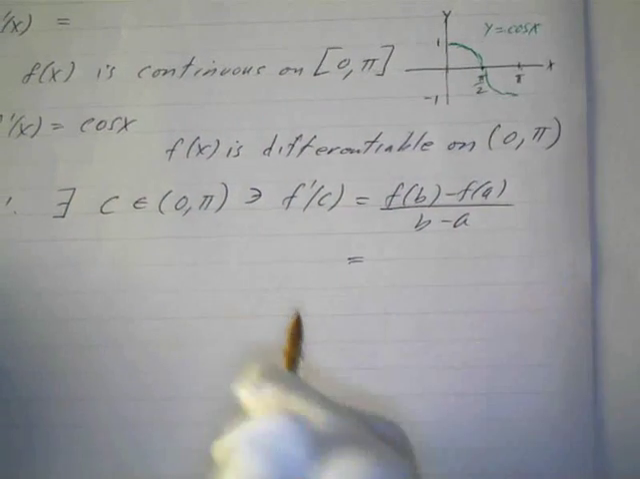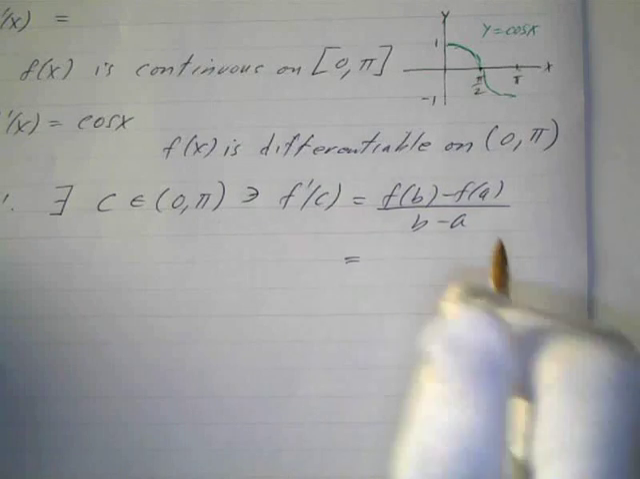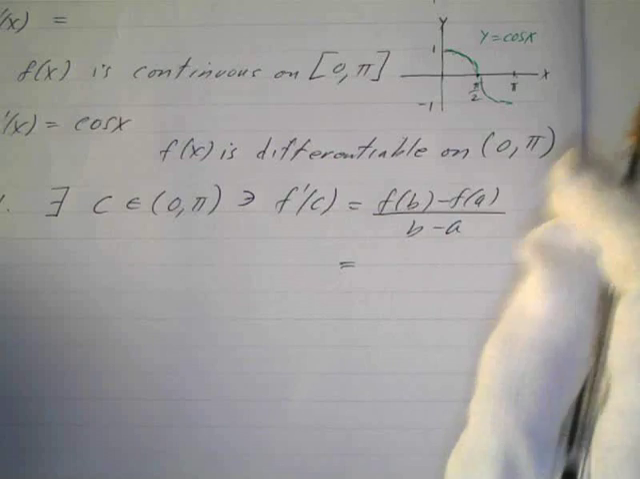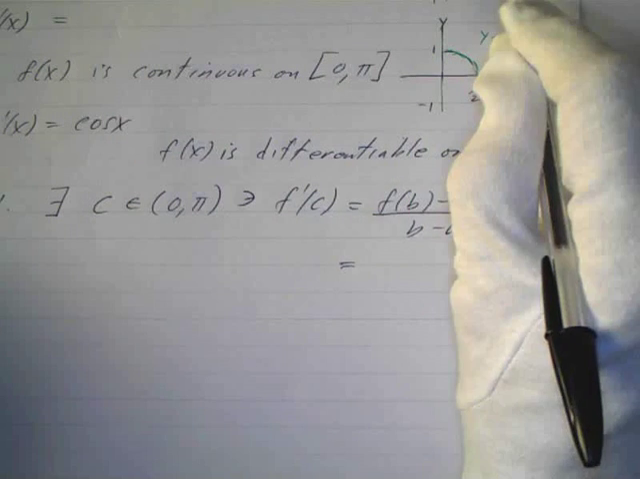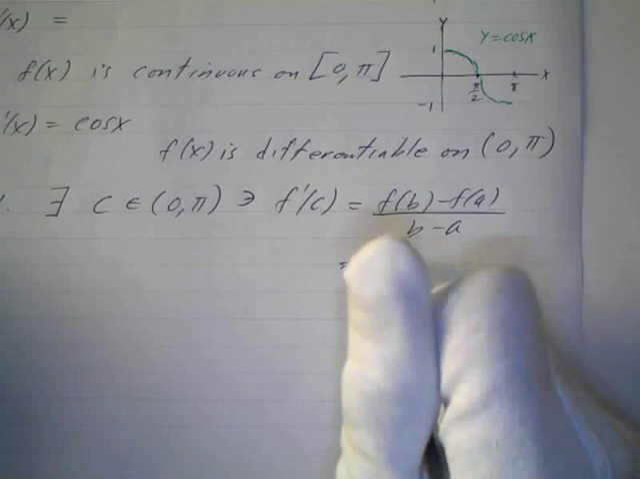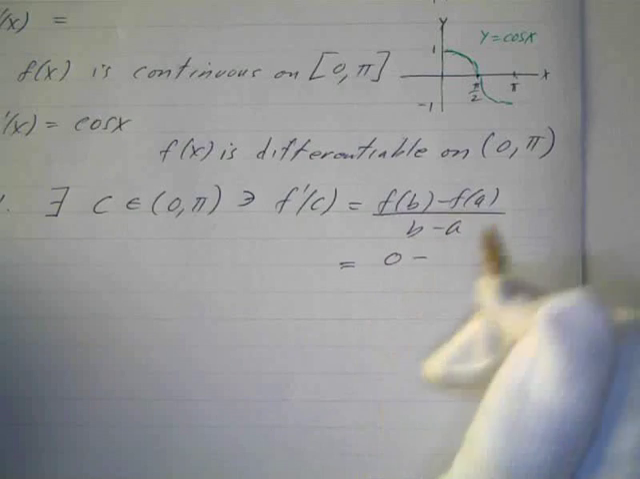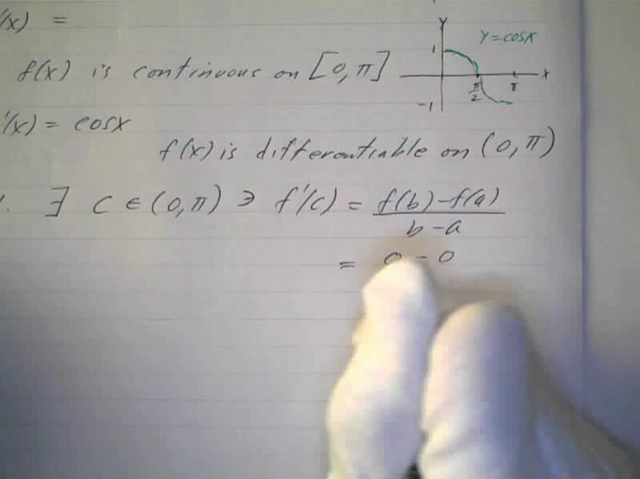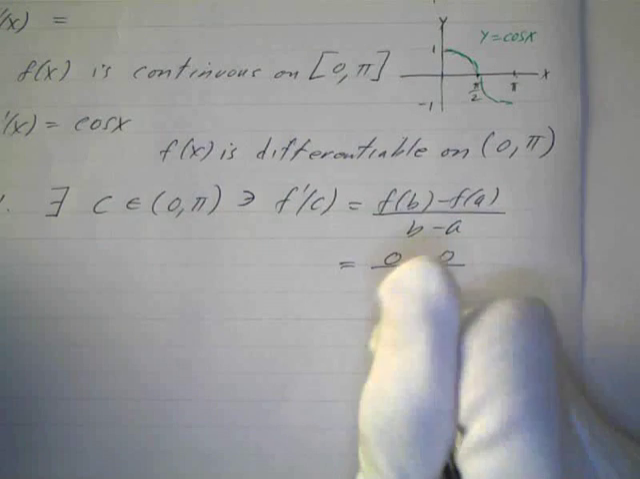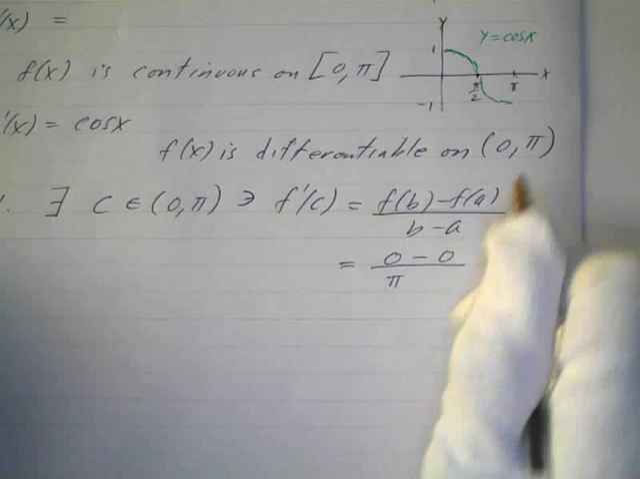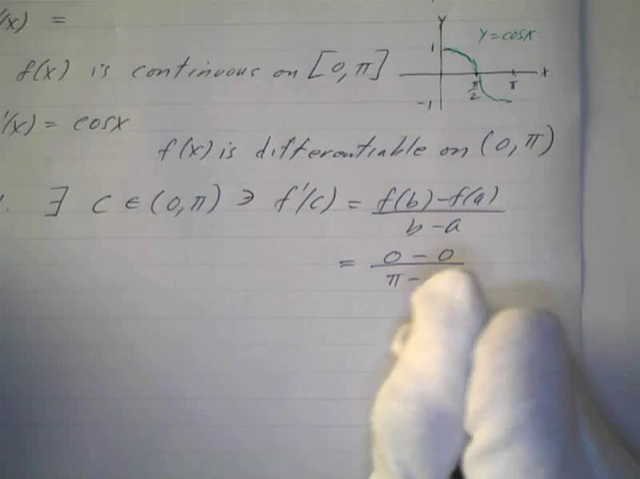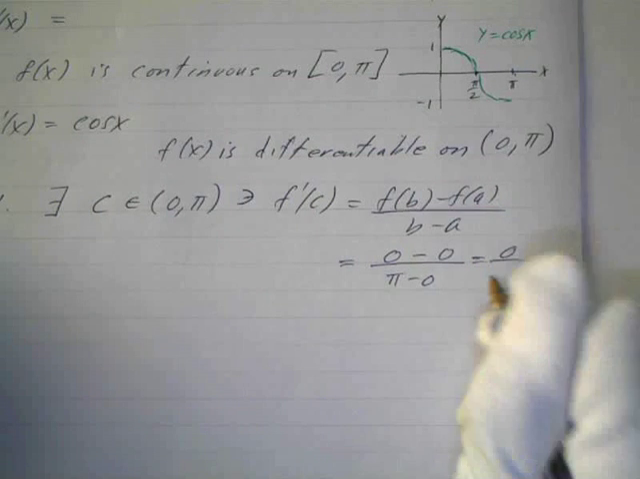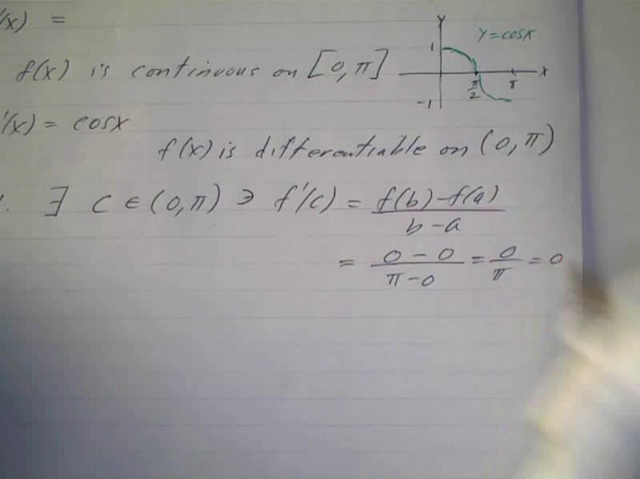so what's f of b? What's the sine of pi? Well, the sine of pi is 0, isn't it? And the sine of 0 is 0, all over pi minus 0, which is just 0 over pi, which is just 0.